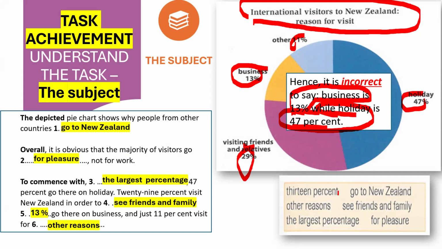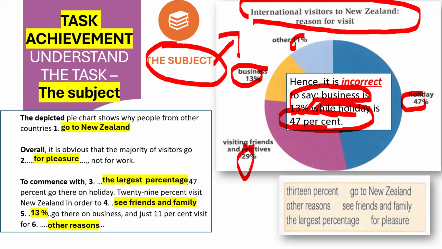Instead of saying the largest percentage, which is 47%, go there on holiday, 20% visit New Zealand in order to see friends and family, 30% go there in business, etc., they would write this way. Which means that they haven't answered the task, okay? Or they haven't delivered the task.